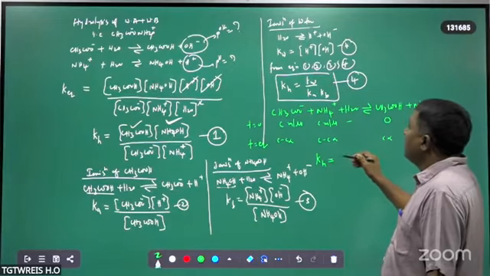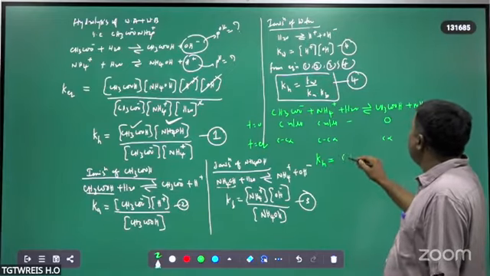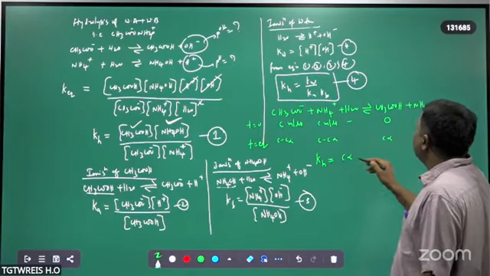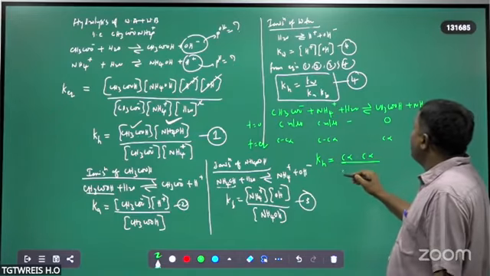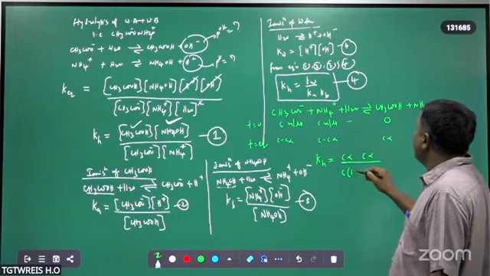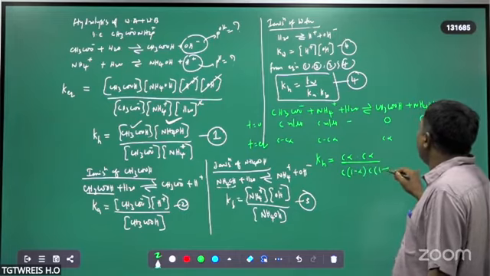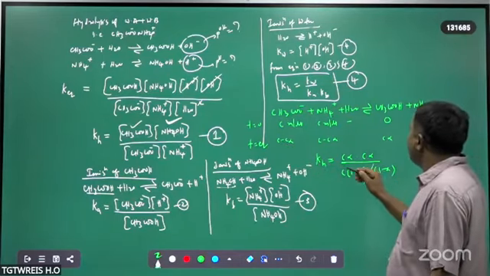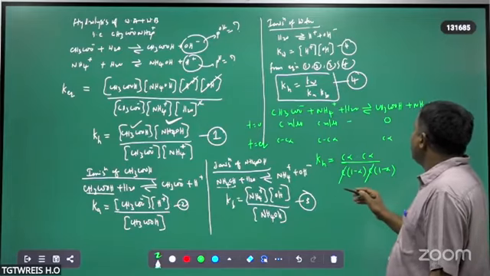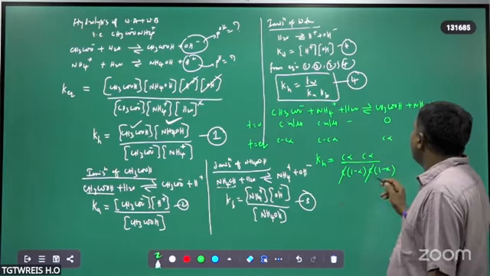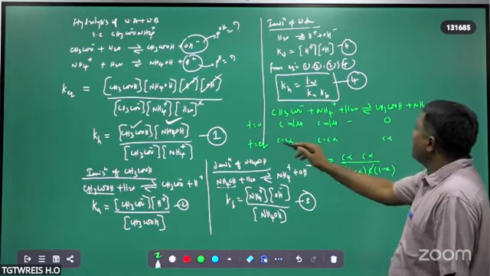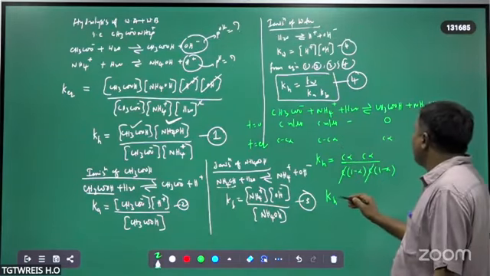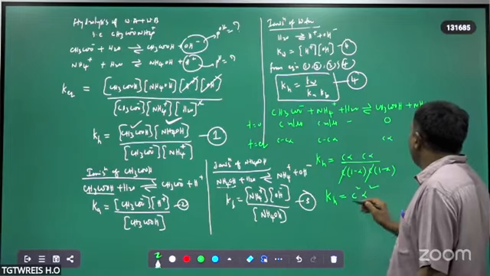Now you substitute these values in this expression. So acetic acid concentration is C alpha, this one is C alpha, this is C minus C alpha, this also C minus C alpha. So C alpha into C alpha by C into 1 minus alpha into C into 1 minus alpha. Because this is C minus C alpha, we can write it as C into 1 minus alpha. So this C and this C cancel. Therefore, KH is equal to C square alpha square.